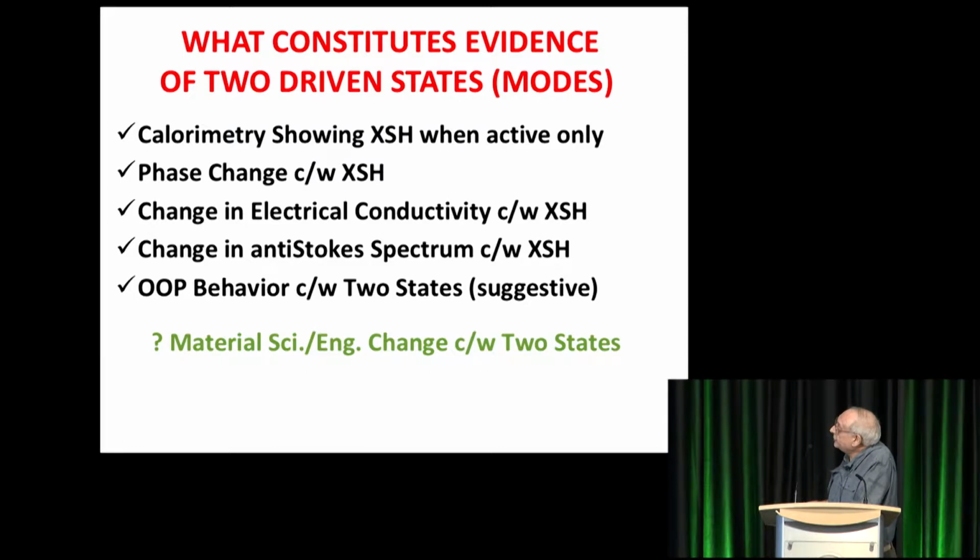Okay, now in order to see these two modes, we're going to see it 4 different ways or 5 different ways. We're going to show it by calorimetry. We're going to show it by changes in electrical conductivity. We're going to show it by the development or loss of the anti-Stokes signature. And we'll talk about each of these.